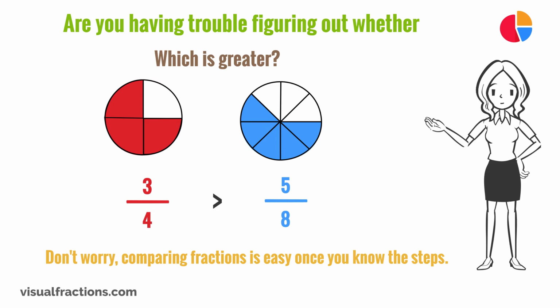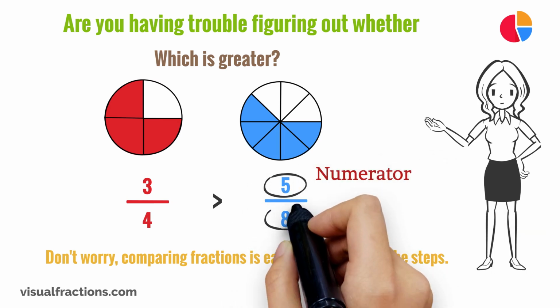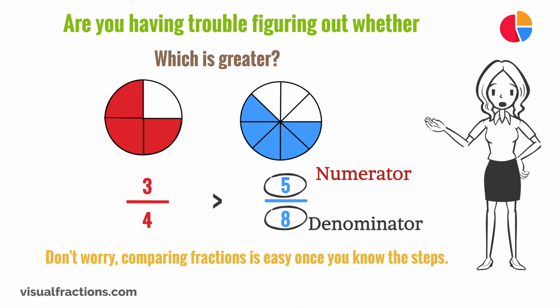First, let's review the basic concept of fractions. A fraction represents a part of a whole. The top number of the fraction, called the numerator, represents the number of parts we have, while the bottom number, called the denominator, represents the total number of parts in the whole.